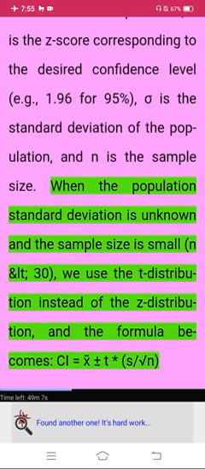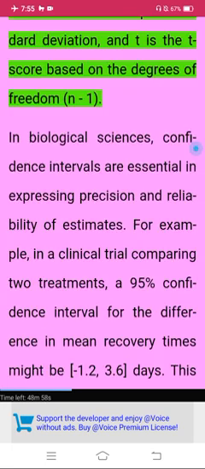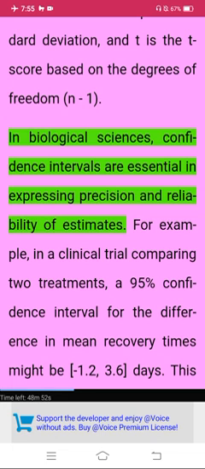When the population standard deviation is unknown and the sample size is small, n less than 30, we use the t distribution instead of the z distribution, and the formula becomes CI equals x-bar plus or minus t times s over square root n, where s is the sample standard deviation, and t is the t-score based on the degrees of freedom, n minus 1. In biological sciences, confidence intervals are essential in expressing precision and reliability of estimates.